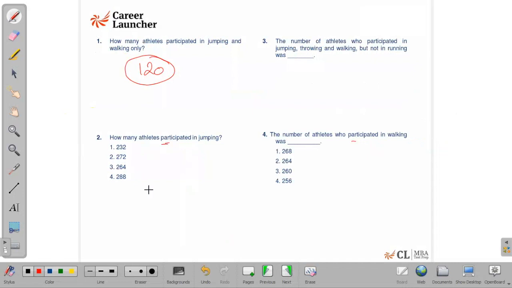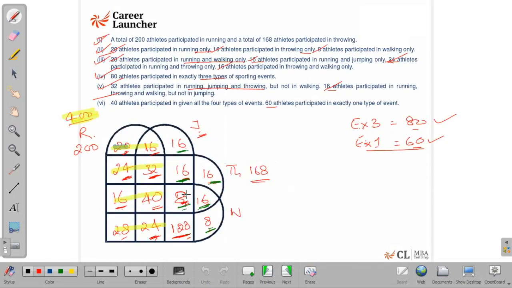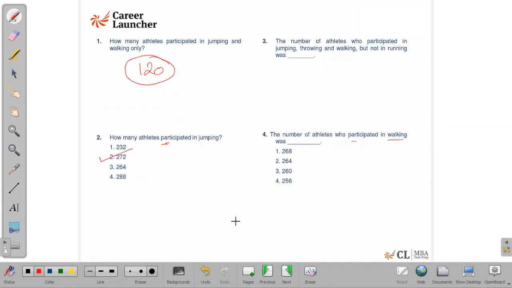How many athletes participated in jumping? How many athletes participated in walking? We'll need to do the addition. For jumping: 16, 32, 32, 64, 80, 120. 120 plus 120, 240. 240 plus 24, 264 plus 8, 272. So jumping is going to be 272.